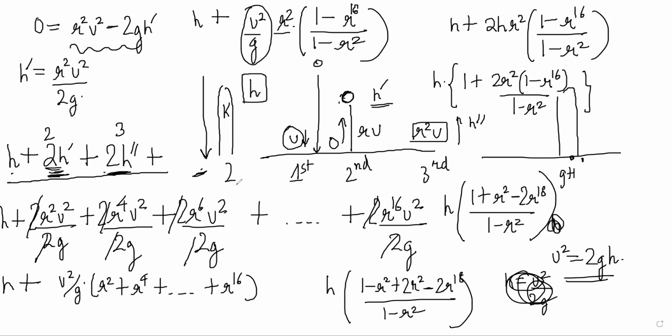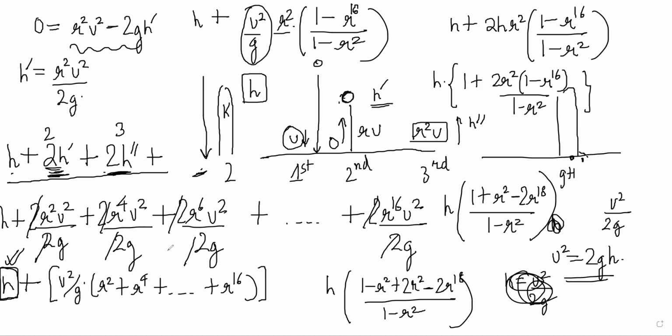Everything seems correct till the end. Have we counted... Won't we start with v square by g instead of starting with r square v square by g? We are starting with v square by g. This is h, right? H was v square by 2g actually, right? And after that I'm counting the series from the second onwards.